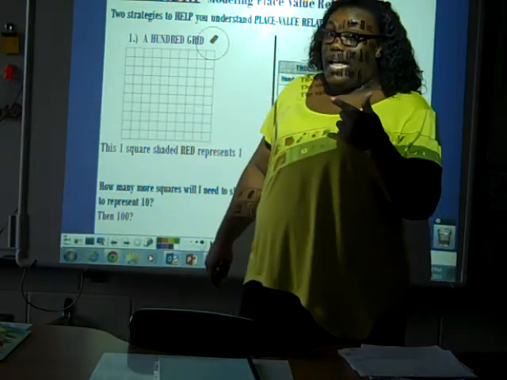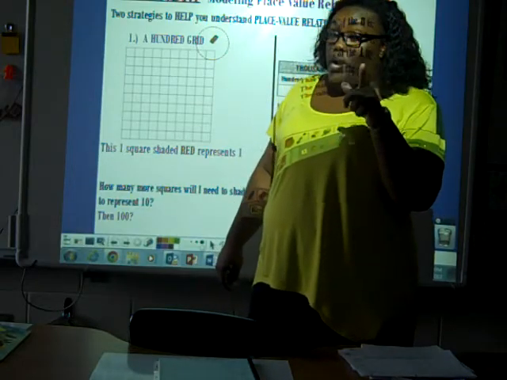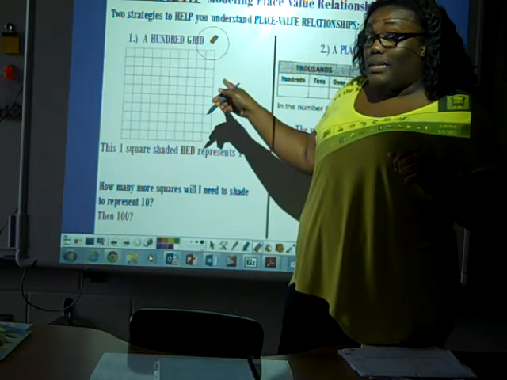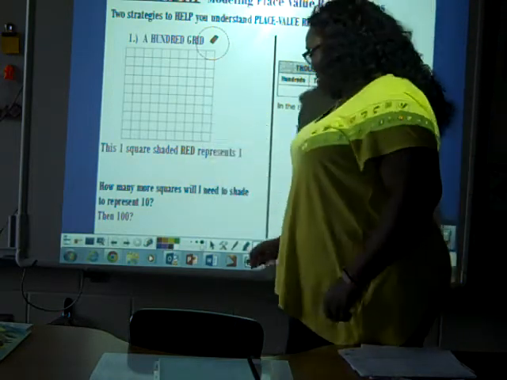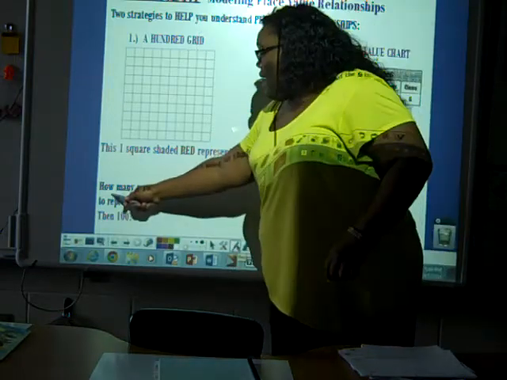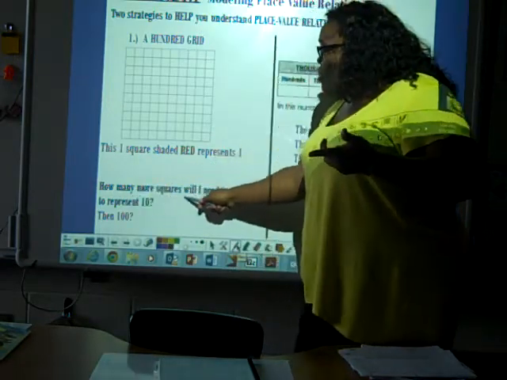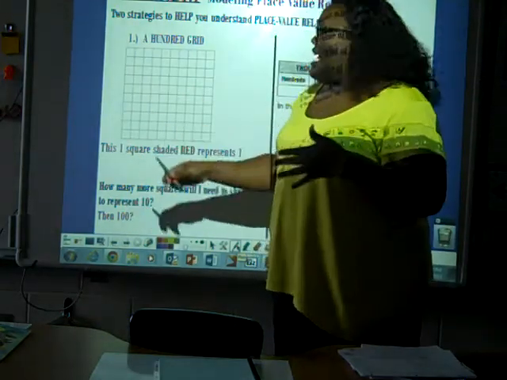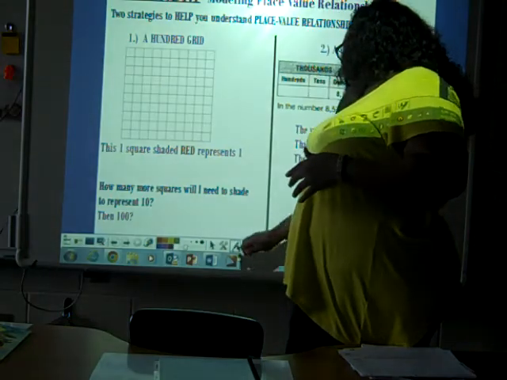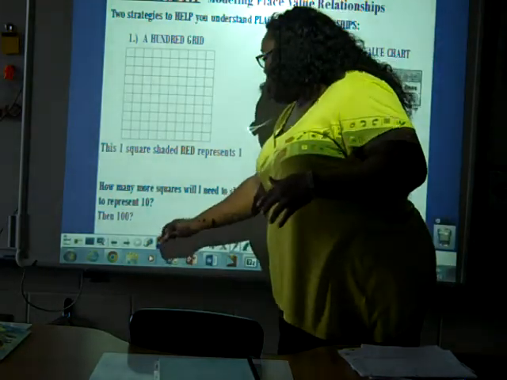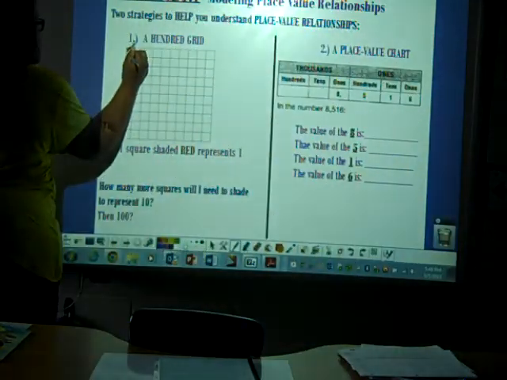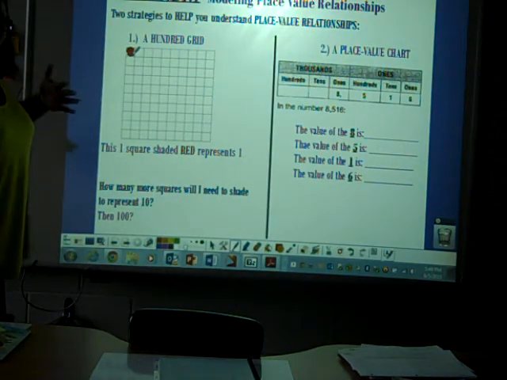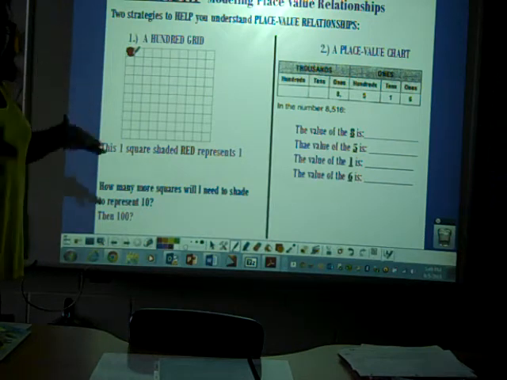Now you see I just erased that, but if you're watching me at home or anywhere, you can rewind it and copy down what I just put up there before I erased it. The beauty of this. Now, I want to ask you, how many more squares will I need to shade to represent 10? So I already had one shaded red. That represents 1. How many more will I need to shade to represent 10?